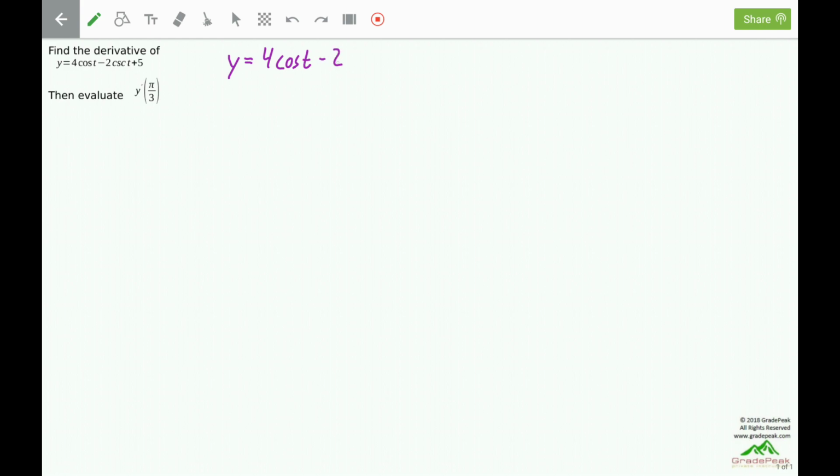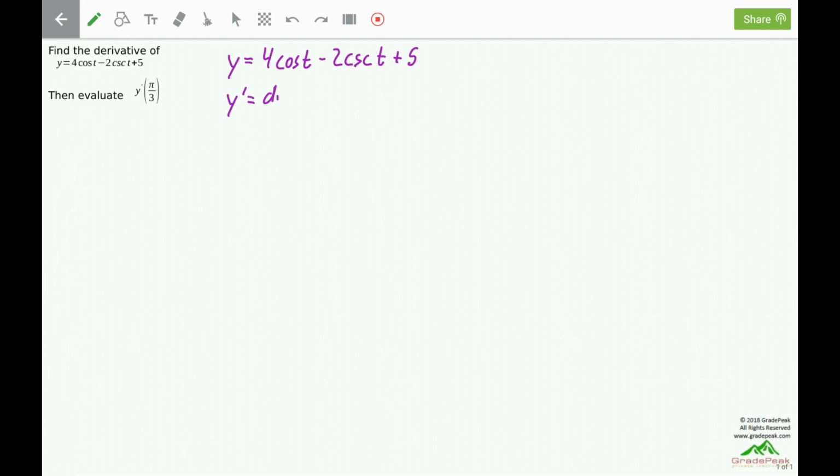Y here is made up of 3 terms combined by addition or subtraction. We can therefore take the derivative of each of the terms independently and combine them by addition or subtraction accordingly.